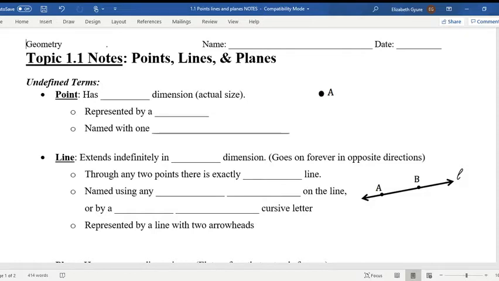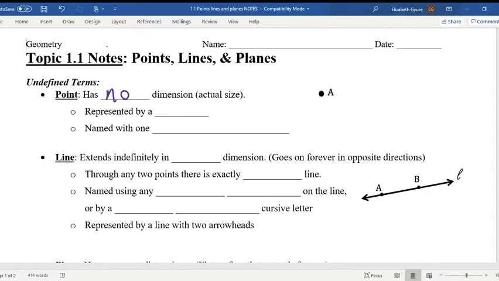So the first thing, we're going to talk about something called undefined terms. Now, in geometry, we have 3 undefined terms, and they're undefined because they're more conceptual, right? Points, lines, and planes. You can't hold a point, you can't hold a line, but we can still discuss what it is. So a point has no dimension. And by having no dimension, I mean it has no actual size. You can draw a point as big as you want or as small as you want, it's still a point.